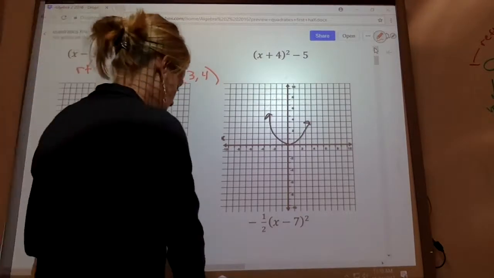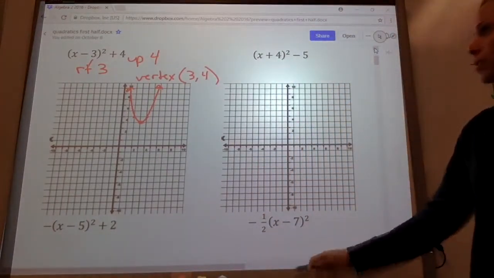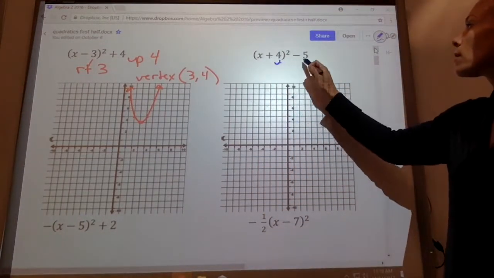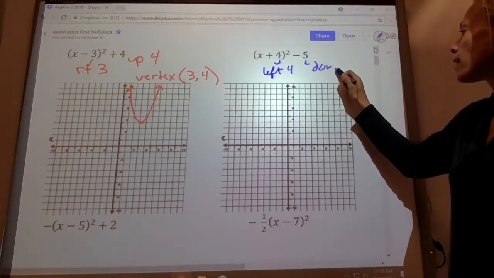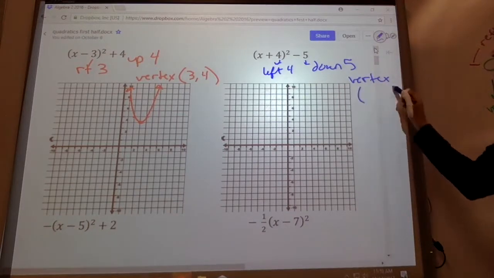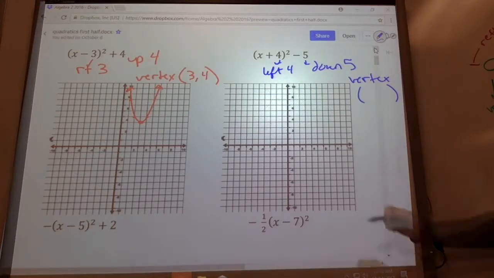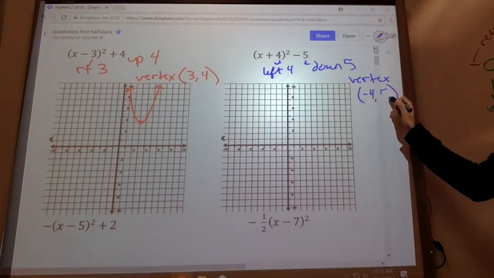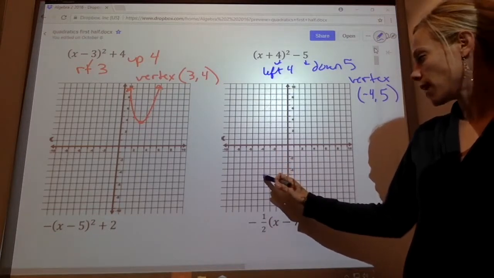So let's try another one. Okay, so what are my transformations here? Left 4, down. Very good. Left 4, down 5. Okay, so where's my vertex? If I went left 4, down 5, where's my vertex? Negative 4, negative 5. Very good. So I know negative 4, 1, 2, 3, 4, 5.